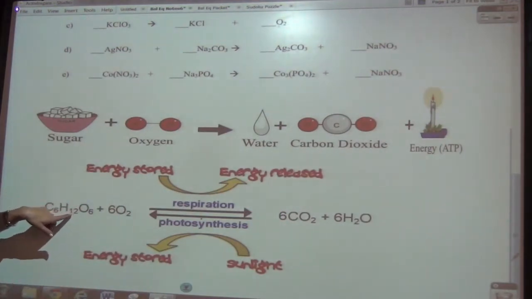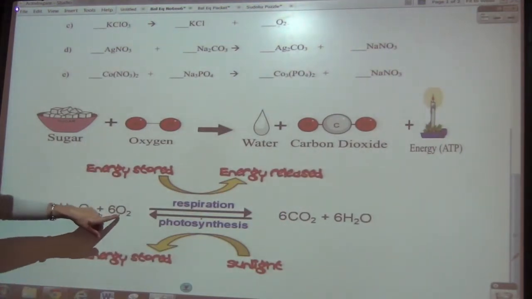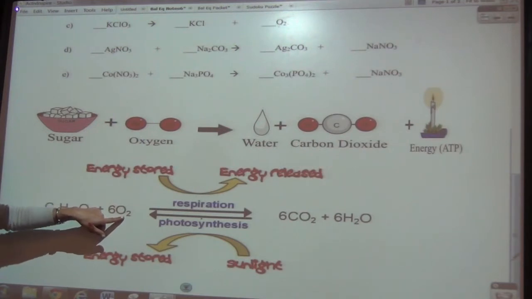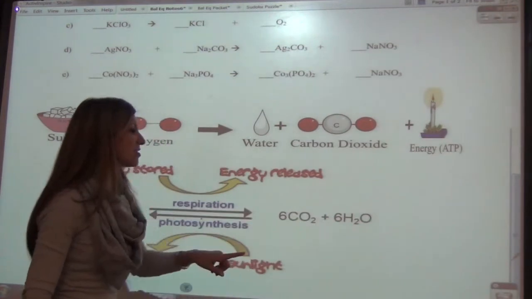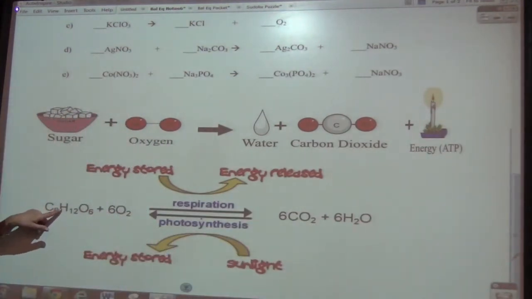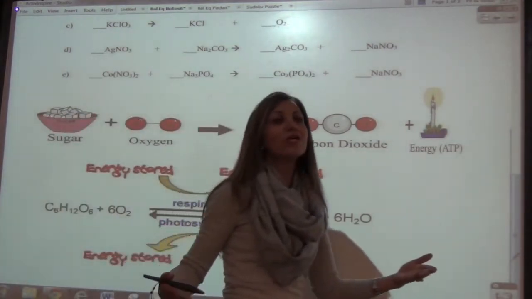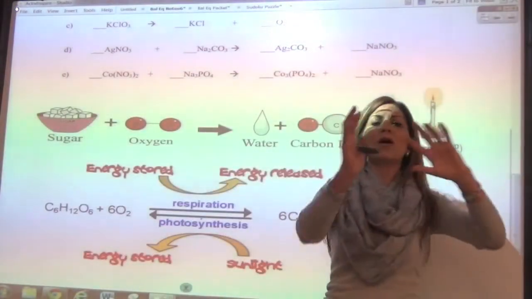And so what we end up having is the sugars. Now you can see that it's plus O2, but there are 6 O2s. And then it yields 6 CO2s and 6 H2Os, but there's only one of these. The idea is they have to be balanced on both sides. So whatever comes in must come out.